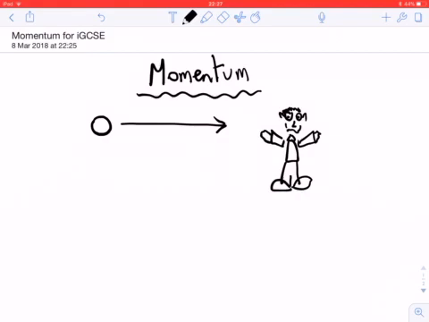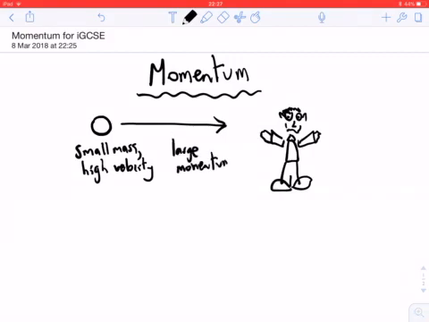So this is an object with a small mass but a high velocity. Well, if it's got a really high velocity, you're going to feel it, so that's got quite a large momentum, probably. You're going to feel the impact.